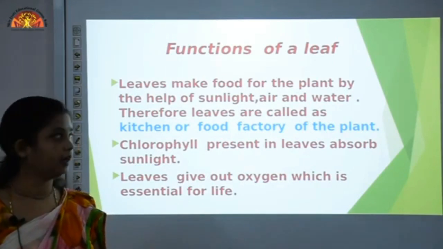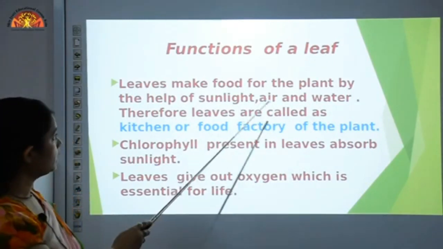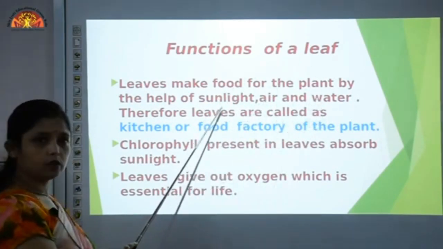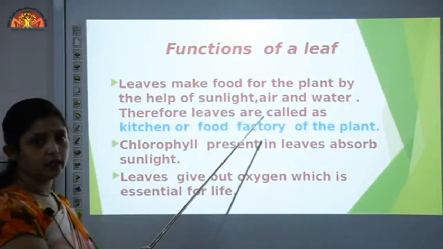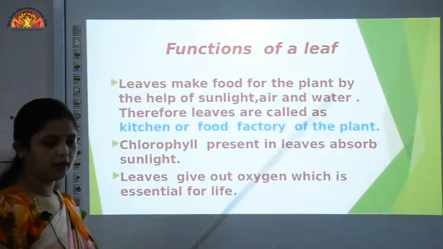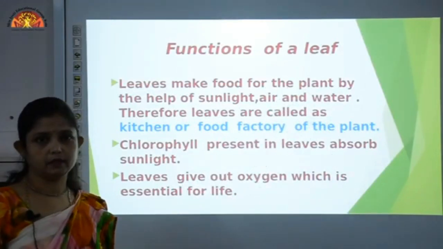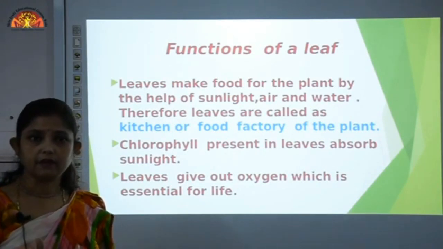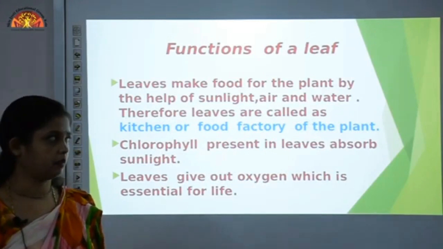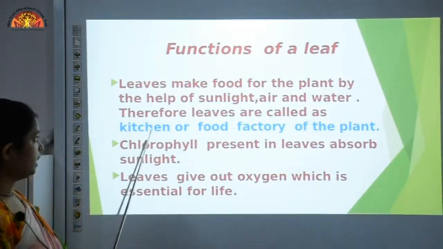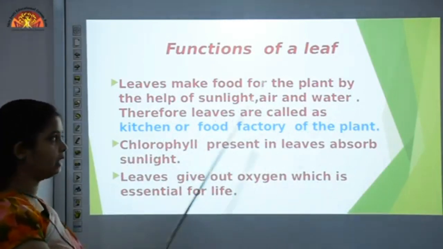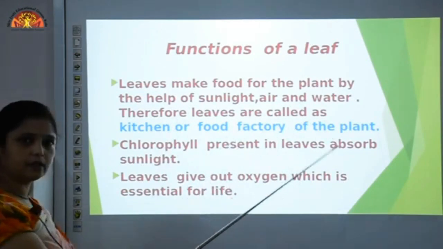So what happens over here? Leaves take air and water from the environment and sunlight also, because sunlight provides the energy to the leaves to prepare food. Air and water are the raw materials which are needed by leaves to prepare food. Then leaves prepare food by the help of these raw materials. So again I repeat, that's why they are called as kitchen or food factory of the plant.